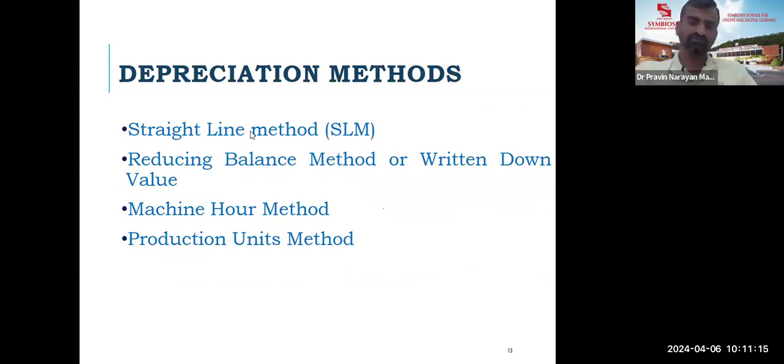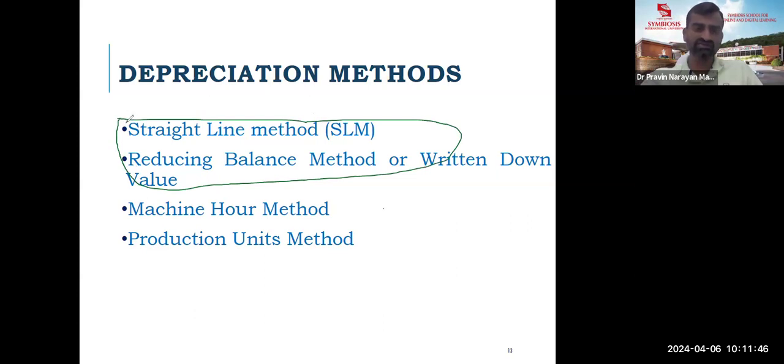Now, the main aspect, we have to understand the methods of depreciation. Basically, there are four methods of depreciation. First is the straight line. Second is the written down, also called the reducing balance method. Third is the machine hour method. And fourth is the production unit method. But in general, these two methods are widely used in businesses. Probably the others are considered in the manufacturing sector, but these two methods are widely used in accounting.